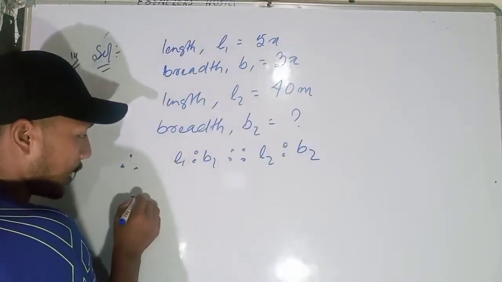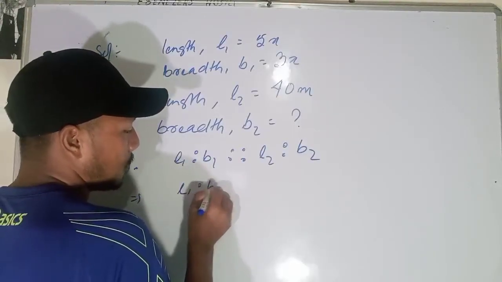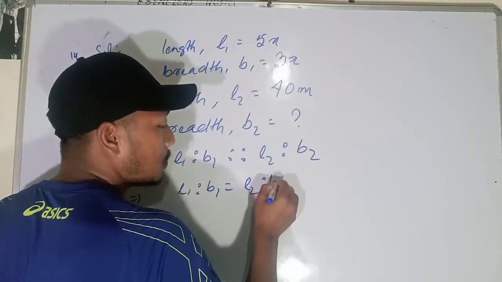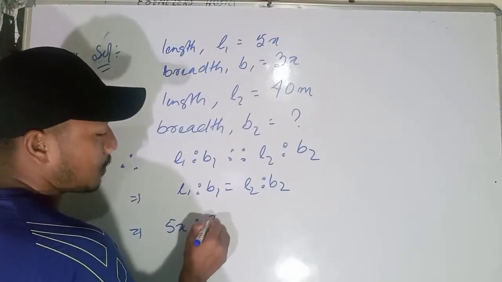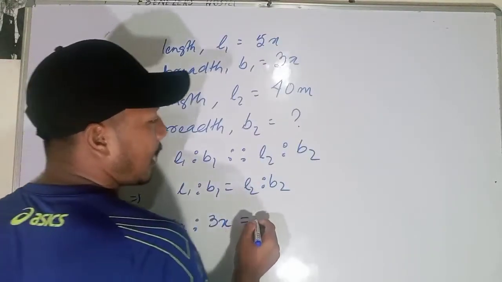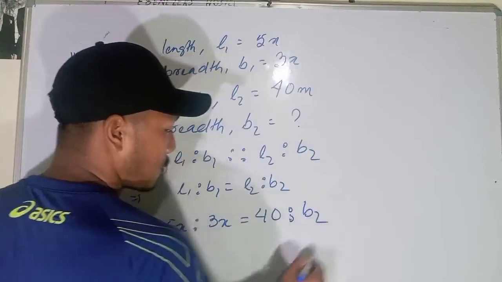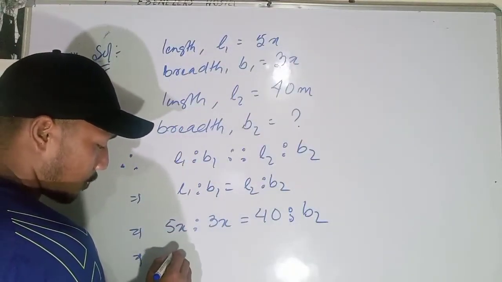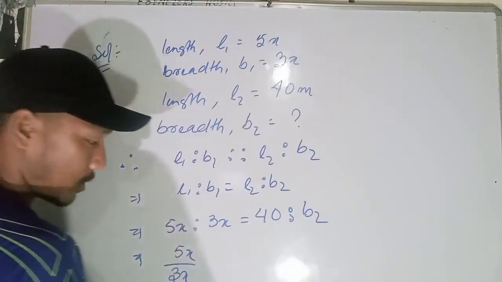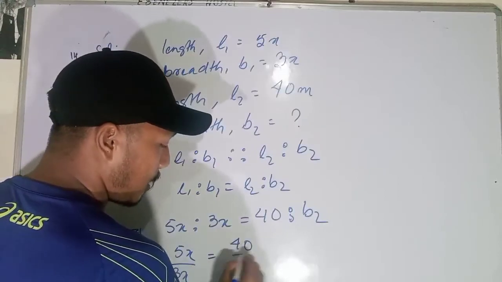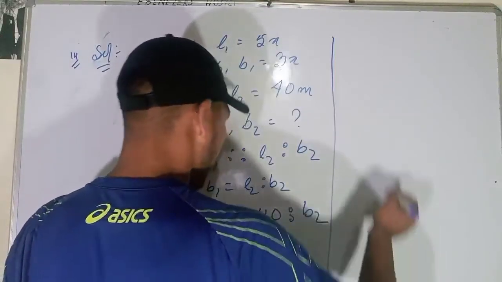So I can write this as L1 is to B1 is equal to L2 is to B2. So we know that L1 can be written as 5x, and B1 can be written as 3x, is equal to L2, which is 40, but B2 is what? We don't know B2. So we have to find out B2. So I can write this as 5x divided by 3x is equal to 40 divided by B2.